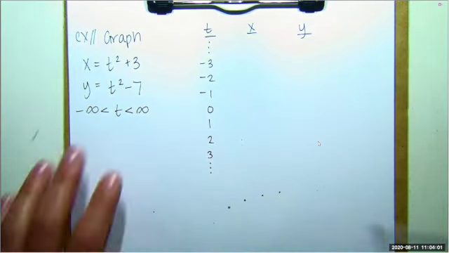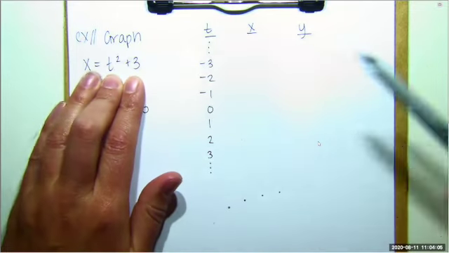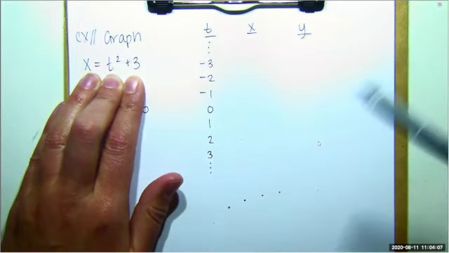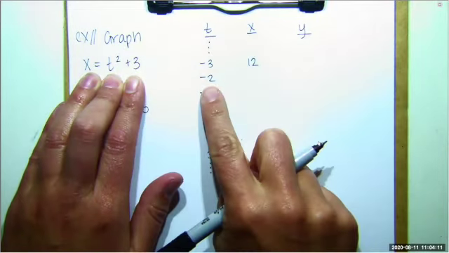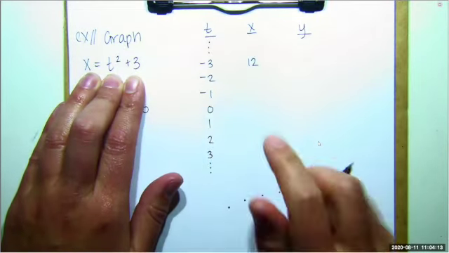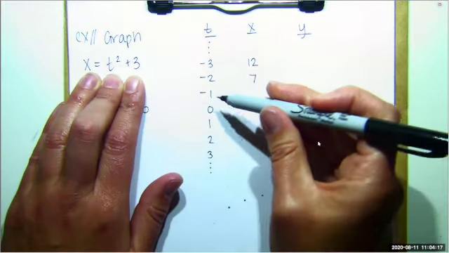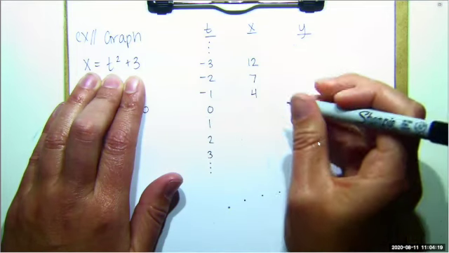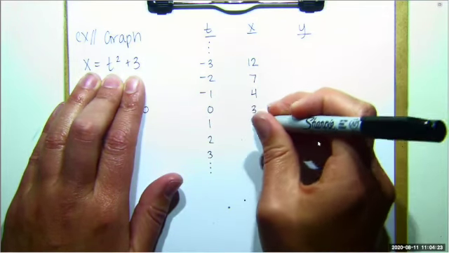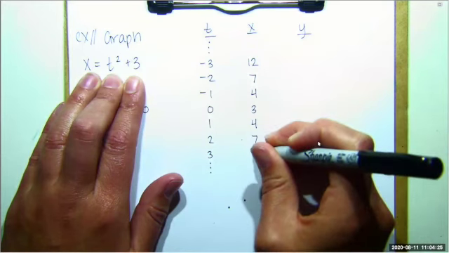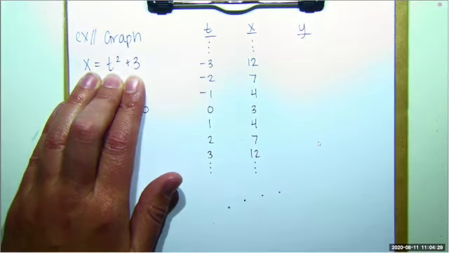So what I'm going to do now is fill in my x value. So when t is negative 3, x is 9 plus 3, which is 12. When t is negative 2, x is 4 plus 3, which is 7. When t is negative 1, I have 4. When t is 0, I have 3. When t is 1, I get 4, 7, 12. And again, if you want to remind yourself with the dots that this continues, you certainly can do that.